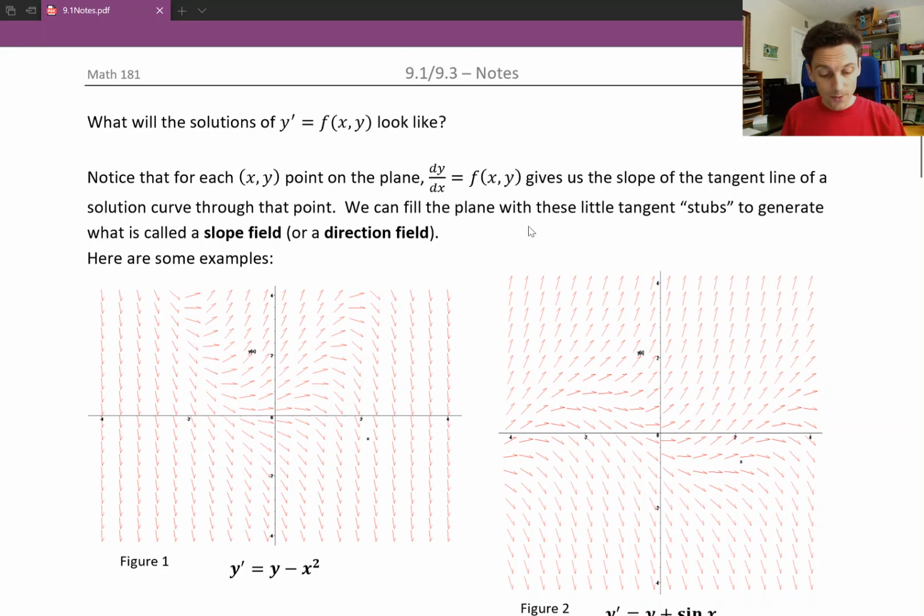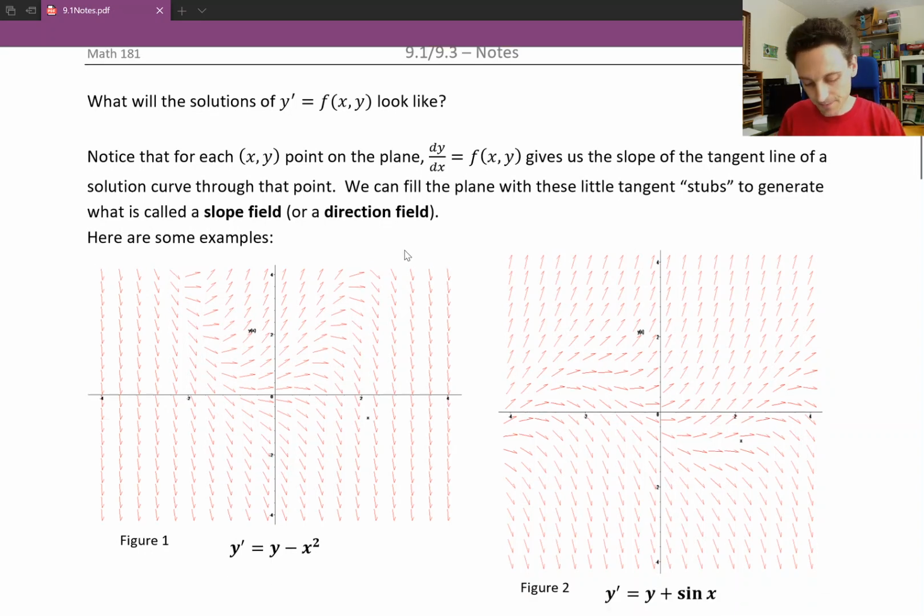So we can fill the plane with these little tangent stubs. We won't draw the whole tangent line because then it starts to get a little bit out of control, but we're going to just draw a little tiny piece, a little segment of the tangent line, to generate what's called, again, a slope field or a direction field. Slope field because each of these little stubs represents the slope of the tangent line of the curve that goes through that point. Direction field because it also gives you a sense of the direction that the curves are going to be traveling. They're going to be flowing along the tangent lines.